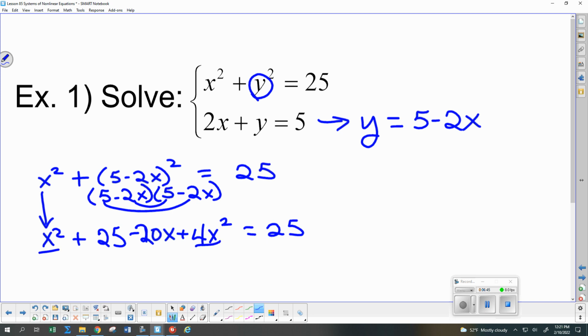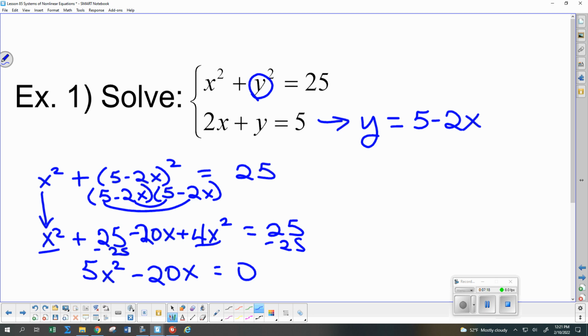Okay, so putting those two together, you get a 5x squared and minus the 20x plus 25 equals 25. So if we subtract the 25 on both sides, let's say it equals 0. So everybody okay? Okay, I've got a quadratic equation. How should I solve this quadratic equation now? 5x squared minus 20x equals 0.